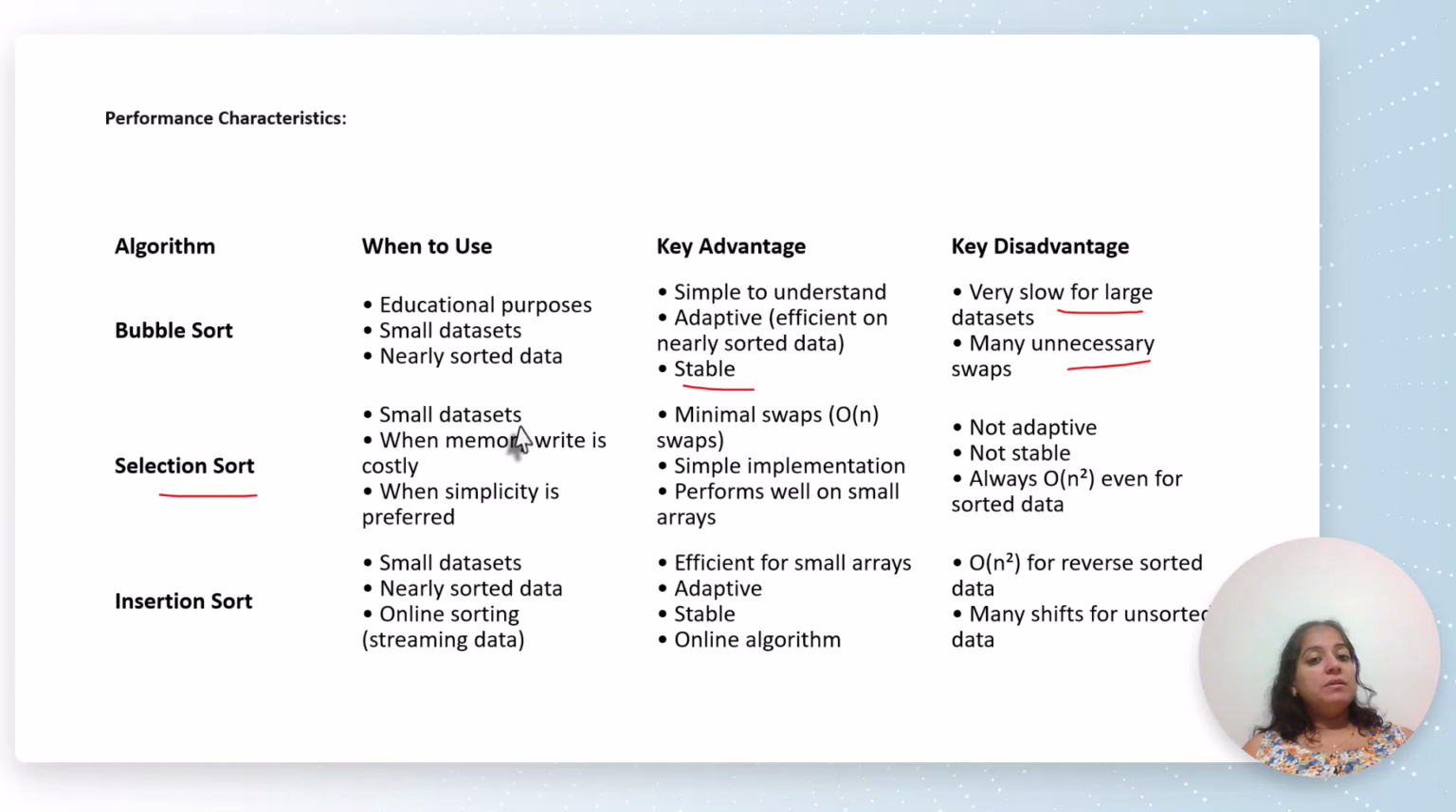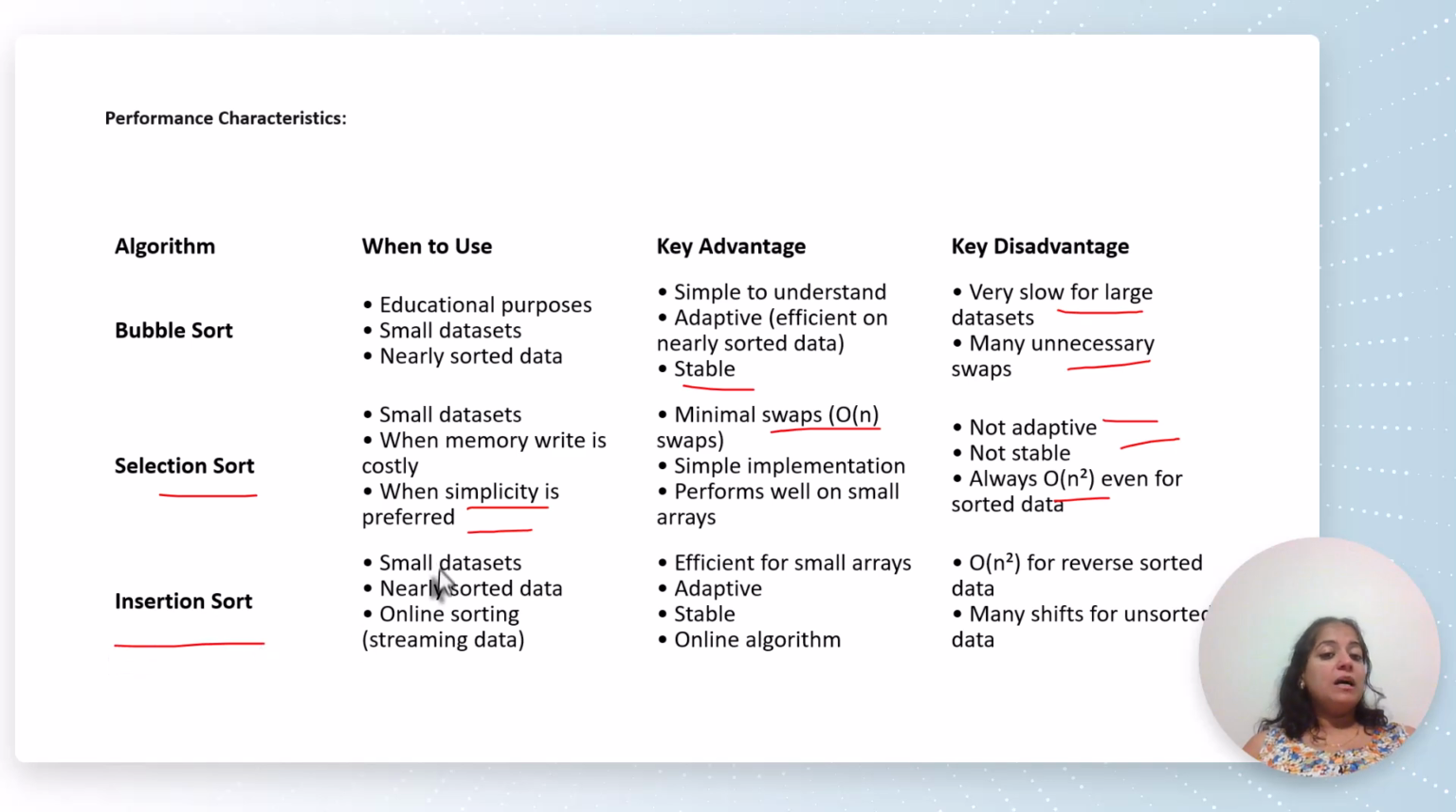Selection sort algorithm, again used for small data sets, when simplicity is preferred because it is simple. Minimum swaps are big O of n. Again, simple implementation, it is not adaptive, not stable, and always big O of n square.